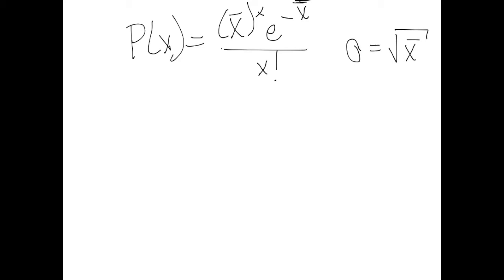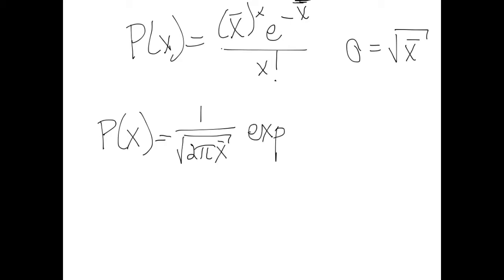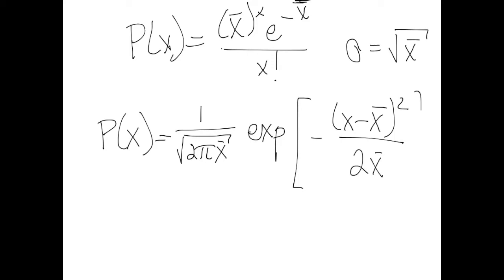Now, one further simplification is if we have small p but large x bar, so our mean is large, then we simplify to the Gaussian distribution. And for the Gaussian distribution, we have p of x is equal to 1 over the square root of 2 pi x bar times the exponent of x minus x bar squared divided by 2x bar. And the standard deviation, again, is the square root of the mean. So that is the Gaussian distribution.